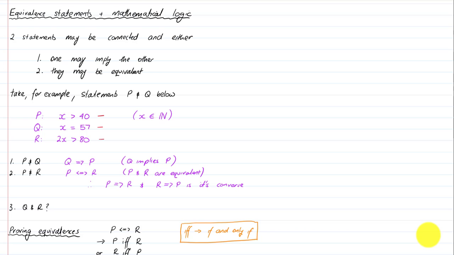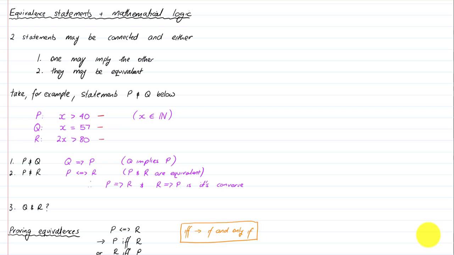So in terms of P and Q, Q implies P. So if Q states x is equal to 57, that implies that P is true because 57 is greater than 40. But P does not imply Q. So if you know that x is greater than 40, it does not mean you know that x equals 57. X could be 54, it could be 61, it could be 500. So there is a Q implies P relationship, but it's not the converse of that. It doesn't reverse.